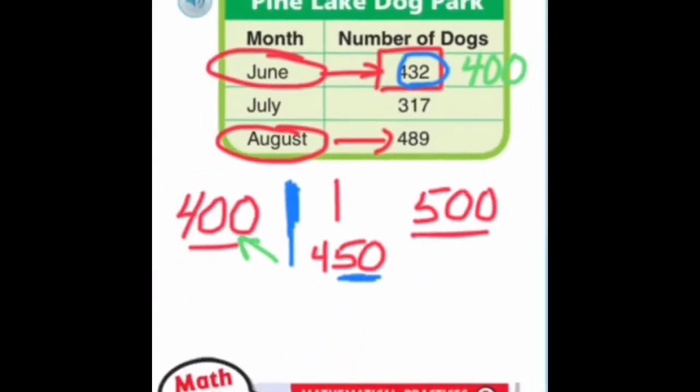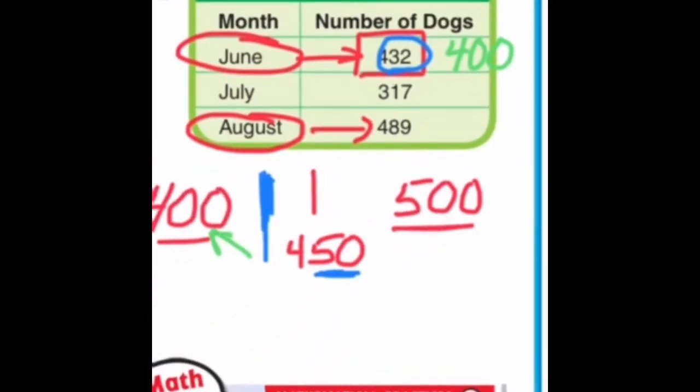All right, let's look at August. August has 489. Well, 89 is more than 50. So 489 is more than 450. So 489 is over here somewhere, meaning it's closer to 500 than it is to 400. So that's our estimate, 500.